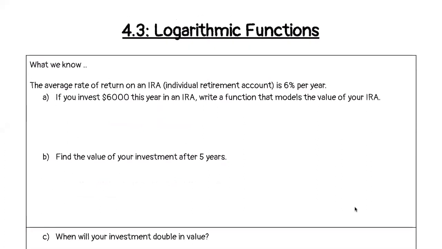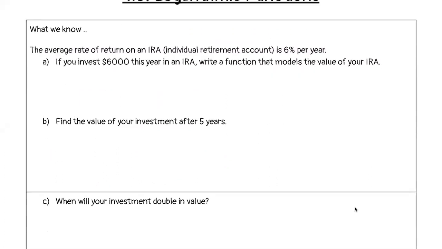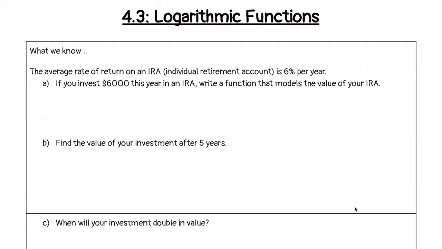So 4.3, we've got logarithmic functions, all right? So we're going to start off like we've been doing with what we know, and then, oh, I forgot to type it in, but what's new? So what we know, we talked about on Monday that there's something called an IRA. It's an individual retirement account.